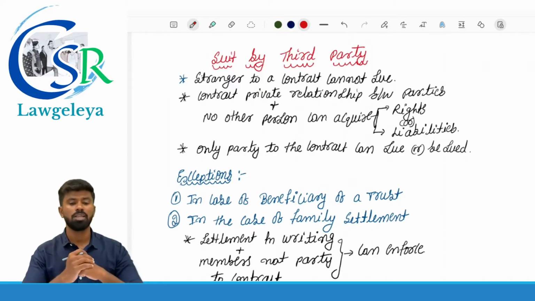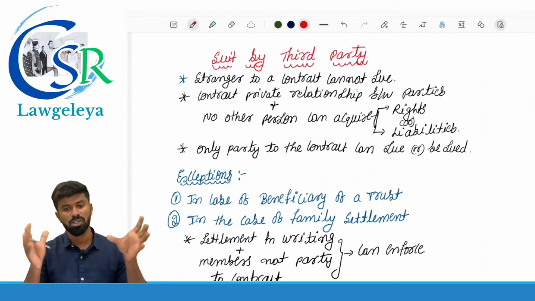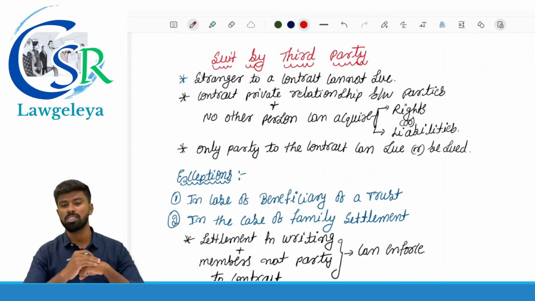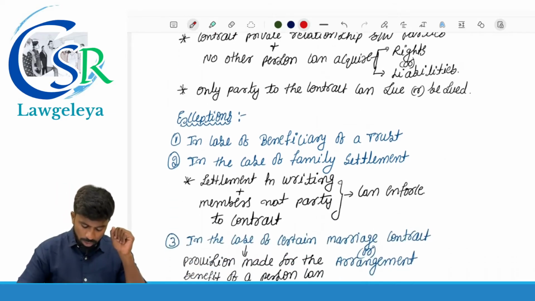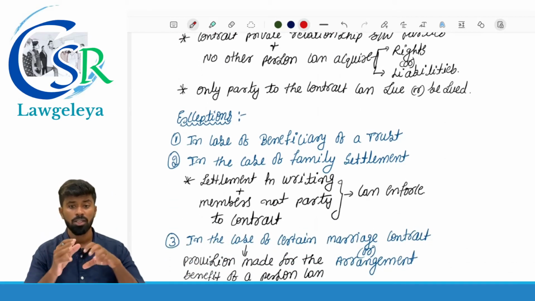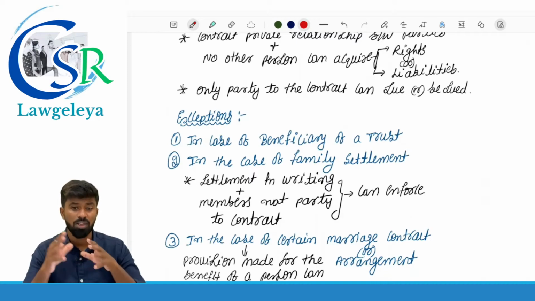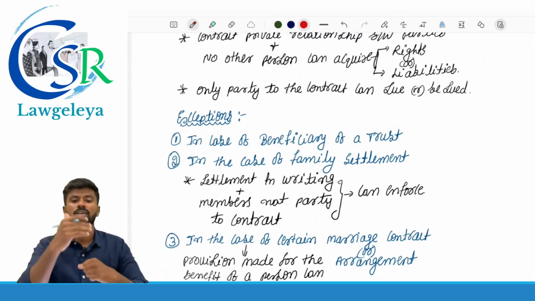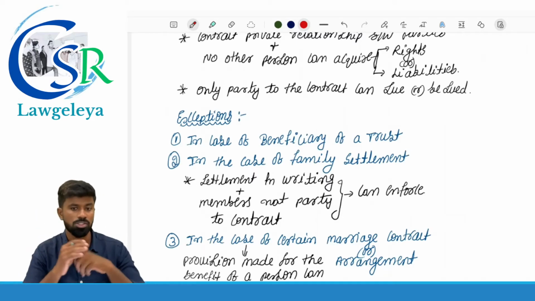But there are exceptional cases where even though a person is a stranger, still he can enforce the rights available in the contract. What is the first one? In case of beneficiary of a trust. In case a trust is created for the benefit of somebody, the beneficiaries can file a case against the parties to the contract, against the trustee.